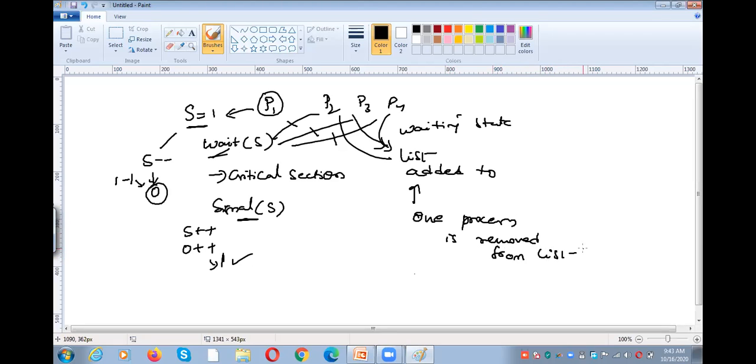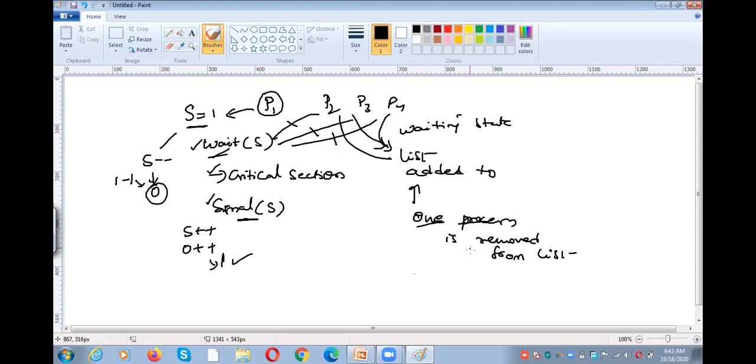One process is removed from the list. Likewise, one process will come out of the list and be removed from the list, and that process will perform the wait operation. So after successfully performing the wait operation, the process will enter into the critical section. Again, after using the critical section, the process will perform the signal operation.